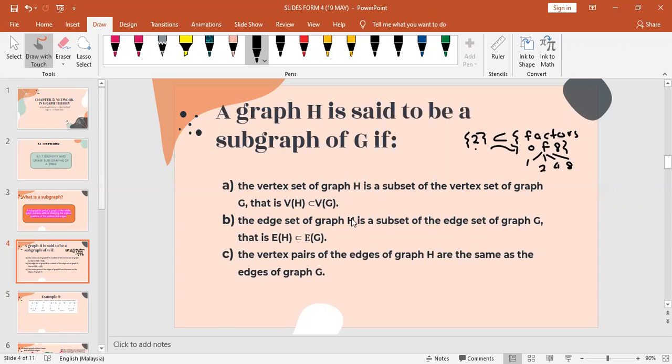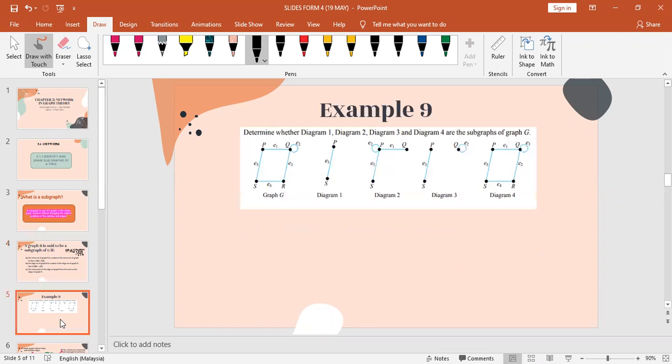So bila kita kata vertex set of graph H is the subset of the vertex set of graph G, it means that the vertex of graph H is inside, is also included in vertex graph G. Okay. For B, the edge set of graph H is a subset of the edge set of graph G. And then the vertex pairs of the edges of graph H are the same as the edges of graph G. Okay, now kita tengok contoh bagi mudah sikit.